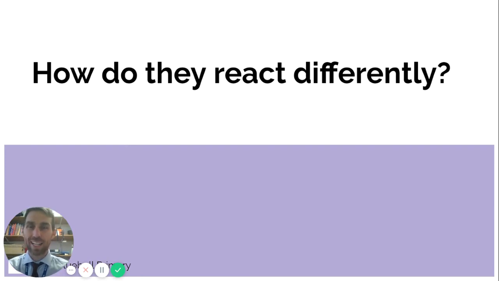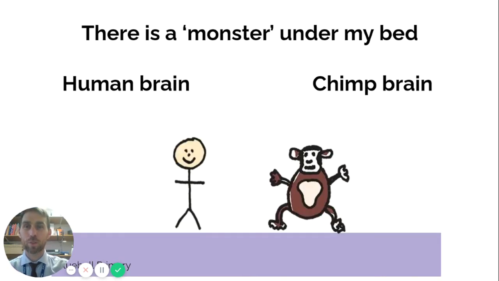That's what we're going to be looking at today. And I've got a few scenarios for you and see if we can guess how they're going to react. So, you're at home and you think there is a monster under my bed. What are the different parts of our brain going to do with this information?